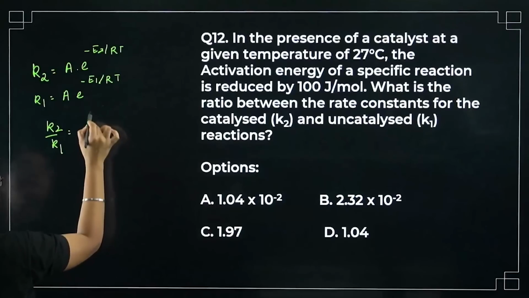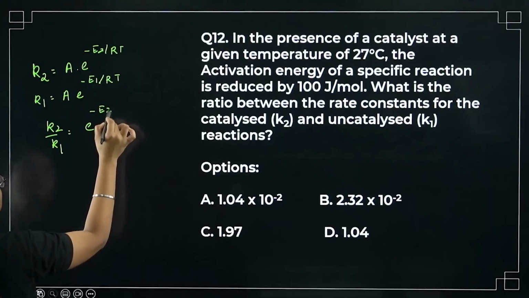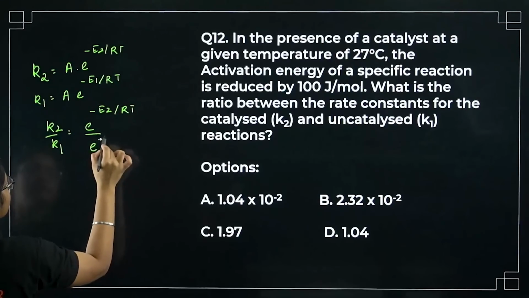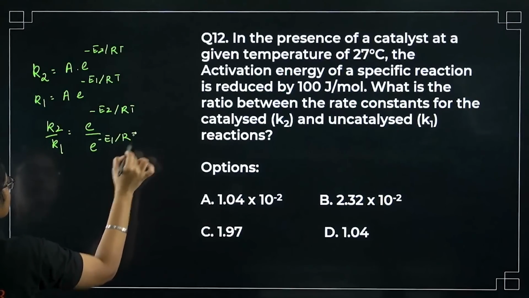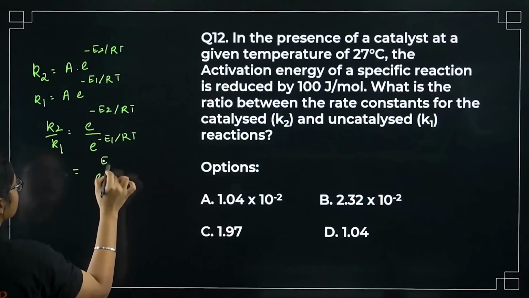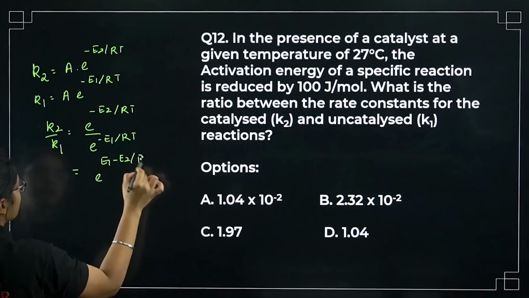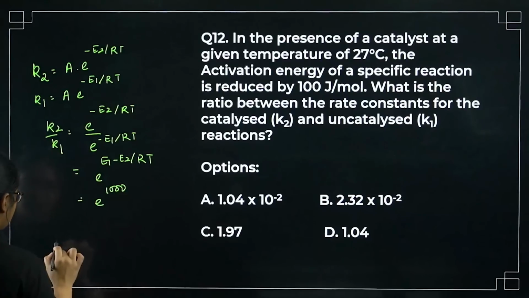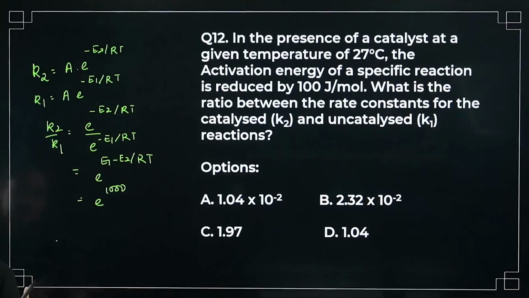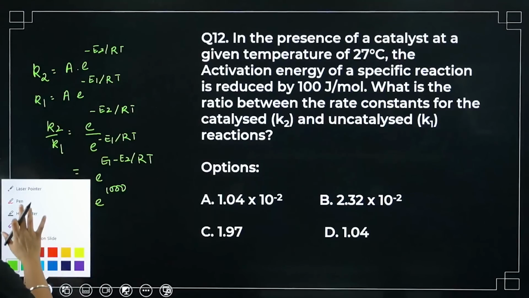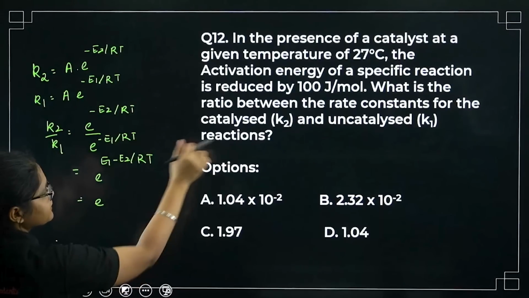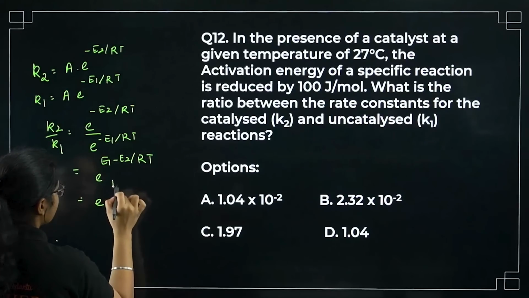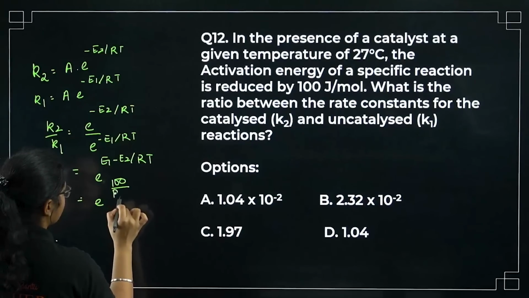That is equal to e to the power of minus E2 by RT divided by e to the power of minus E1 by RT. So I will get e to the power of E1 minus E2 divided by RT. Okay, so what is the difference between the activation energies? The difference is 100 joules, right? So 100 divided by R into T.